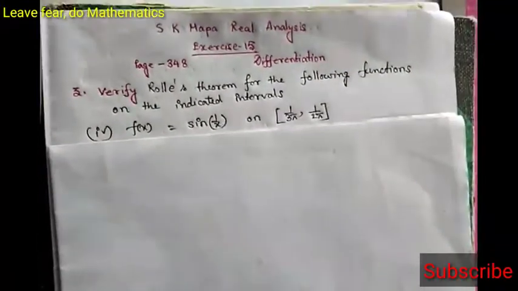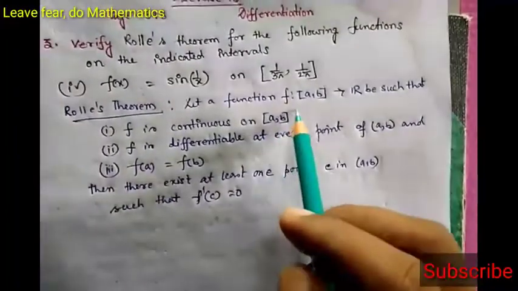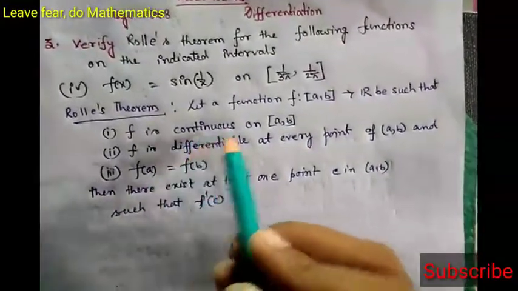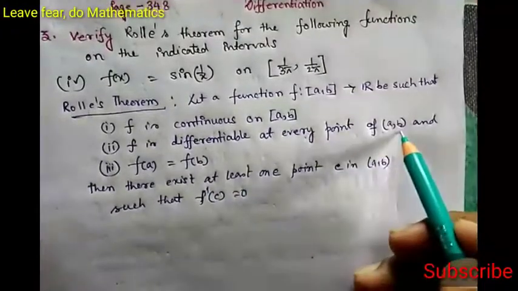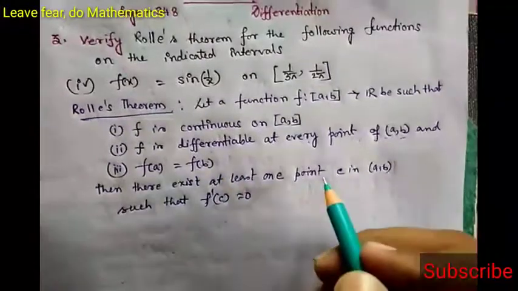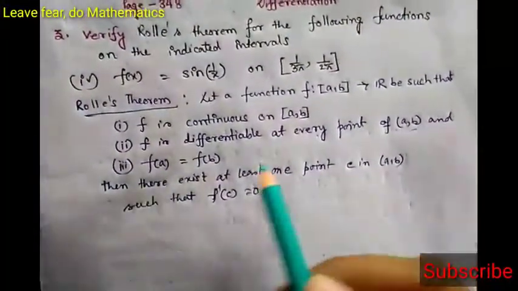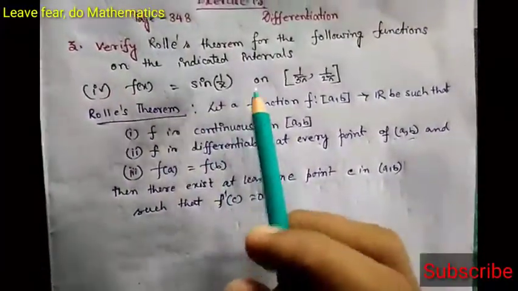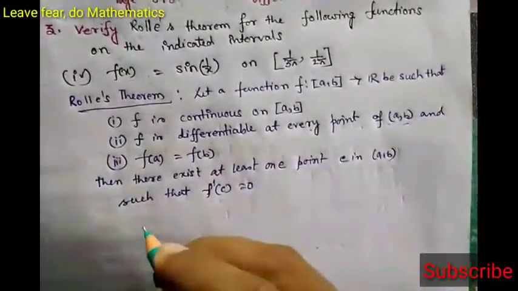For that we need to know what Rolle's theorem is. Rolle's theorem says: let a function f from closed interval [a, b] to R be such that the first condition is f is continuous on the closed interval, f is differentiable at every point in the open interval, and at the endpoints the value of f is the same, that is f(a) equals f(b). Then there exists a point c in the open interval (a, b) such that f dash c equals 0. So we have to check all three conditions to show that this function satisfies Rolle's theorem.